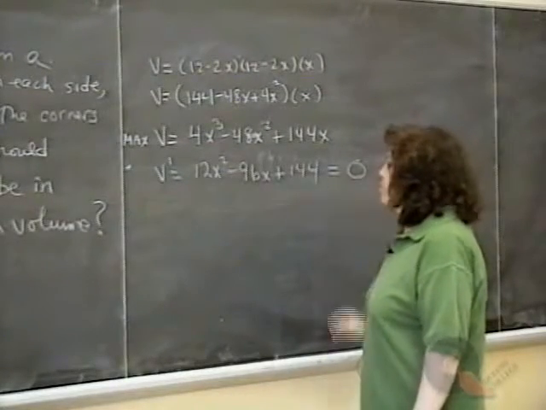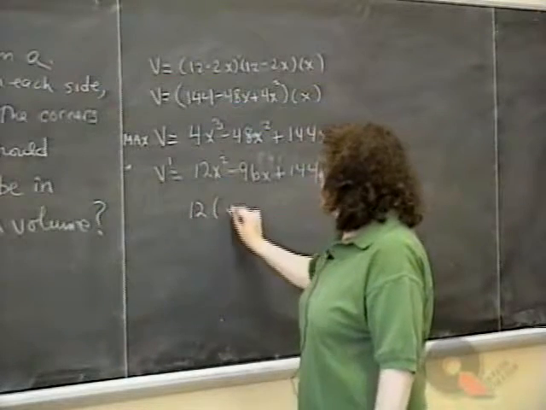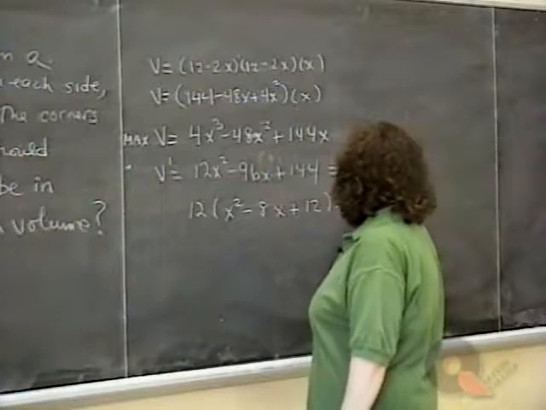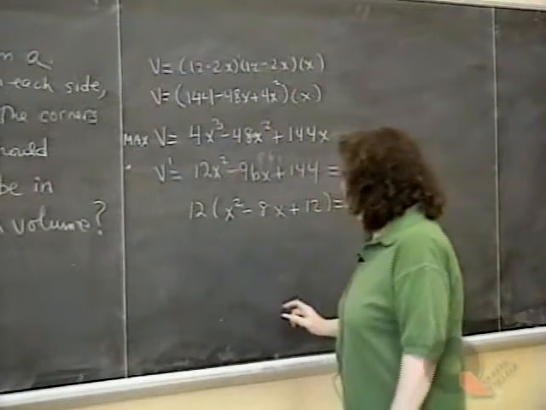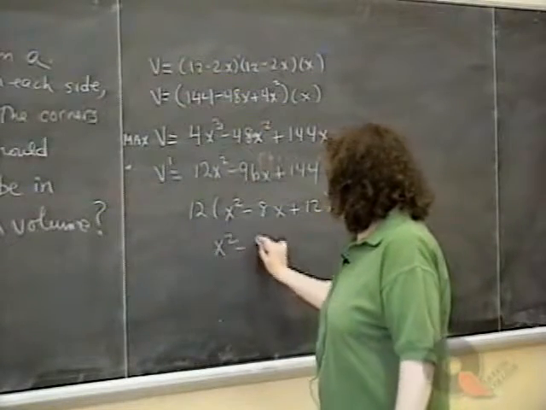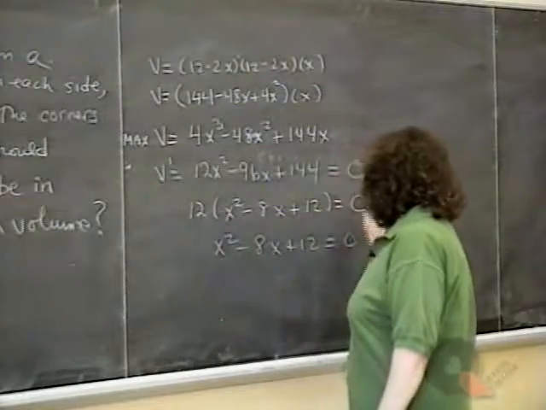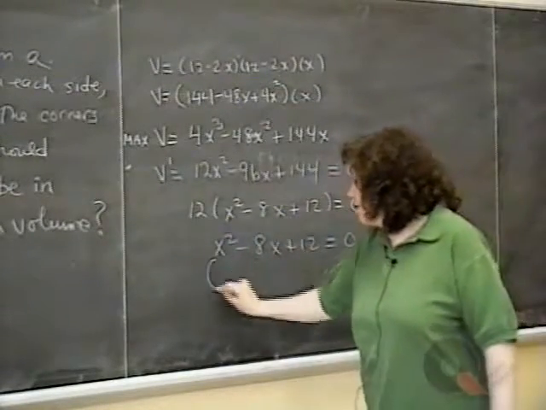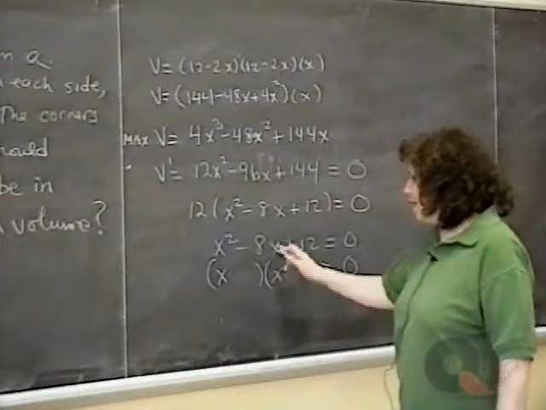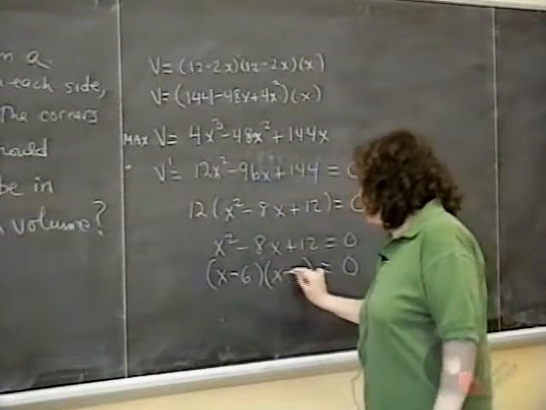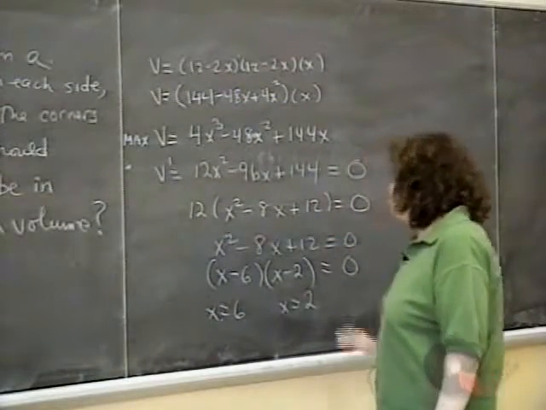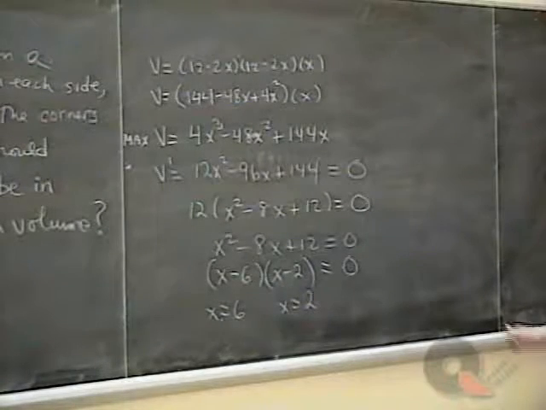We could set this equal to 0. We could factor out a 12, x squared minus 8x plus 12. And we can divide both sides by 12. 0 divided by 12, of course, is 0. And then to factor, we need two numbers that multiply to plus 12 and add to minus 8, minus 6 and minus 2, giving us two answers, x equals 6 and x equals 2 for the critical numbers here.